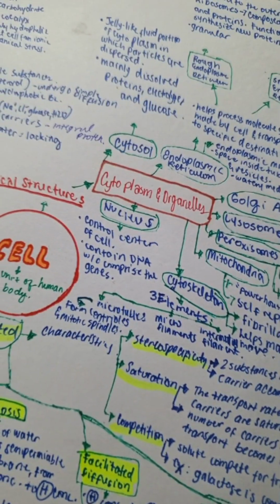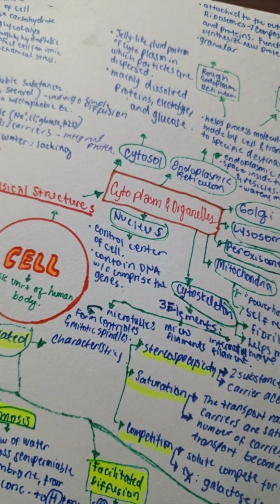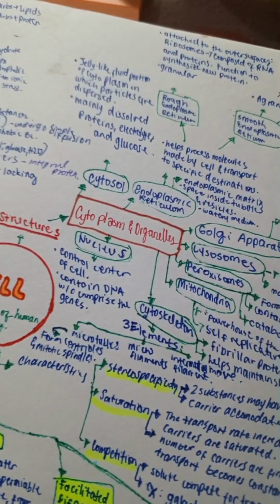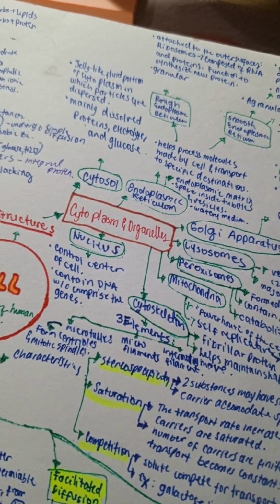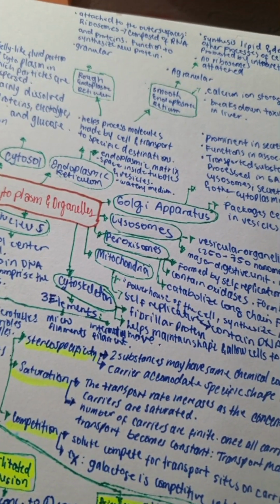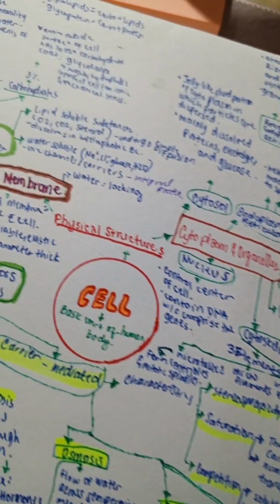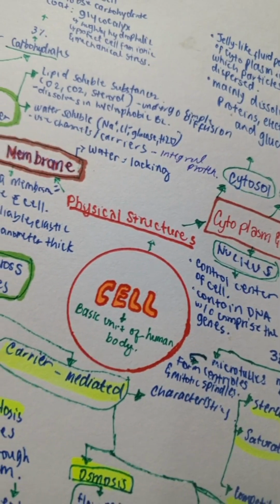So I think we've discussed the cytoplasm and the organelles well. We have again the nucleus, cytosol, endoplasmic reticulum, which is composed of rough and smooth endoplasmic reticulum, the Golgi apparatus, the lysosome, the peroxisome, the mitochondria, and the cytoskeleton. So that's all about the cell, the basic unit of the human body.